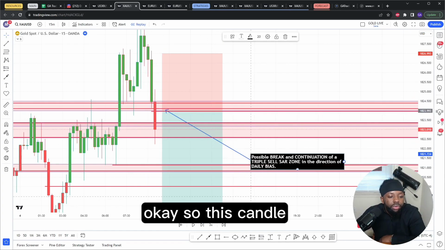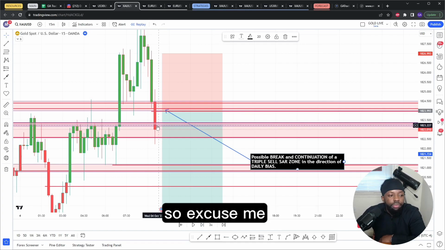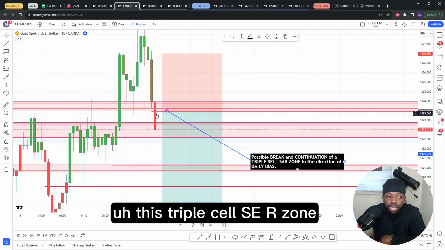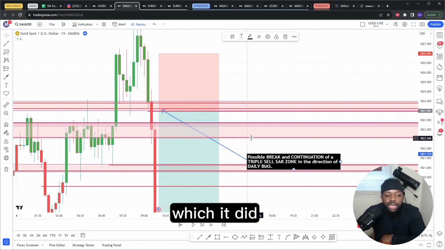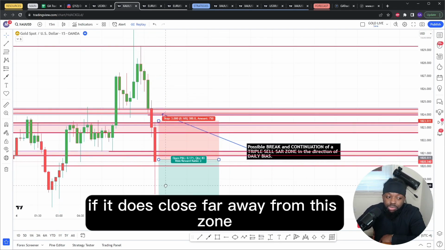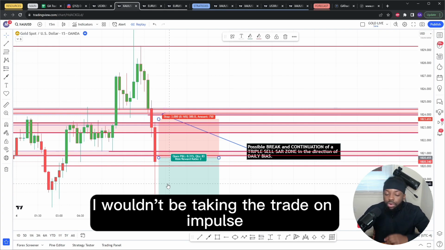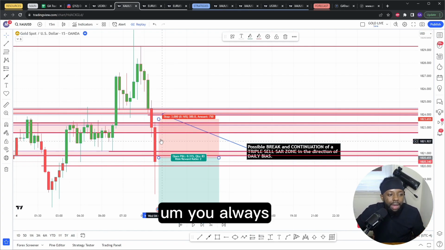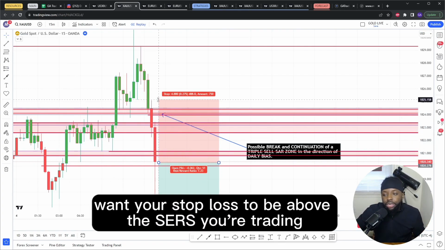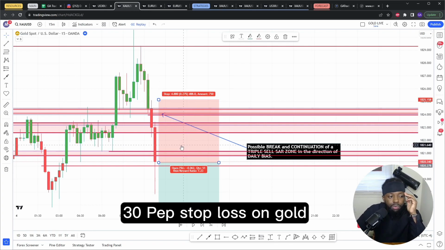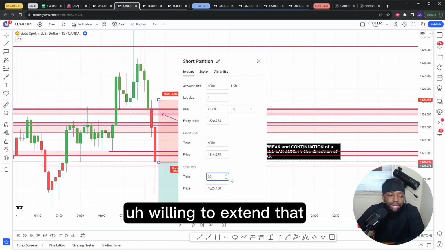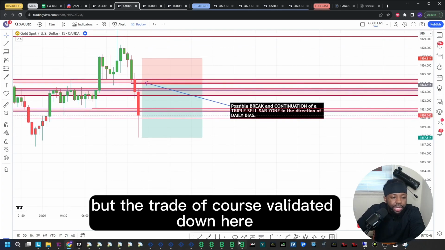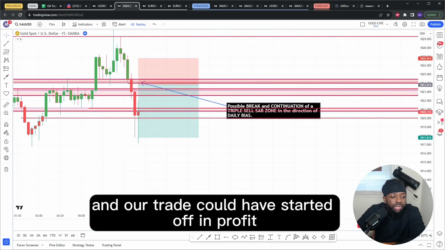Okay, so this candle broke and closed below there, so that's your break candle. We needed the next candle to also close below this triple sell SAR zone, which it did. Now during the live session I mentioned, if it does close far away from this zone, I wouldn't be taking the trade on impulse, or at the close of that candle. As much as the trade validated, you always want your stop loss to be above the SARs you're trading. For me, I like trading with a 30 pip stop loss on gold, and I wasn't willing to extend that. So even for this trade, I still waited for it up here. But the trade, of course, validated down here, and our trade could have started off in profit.